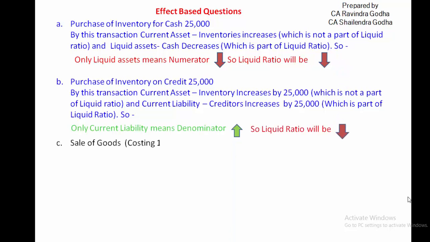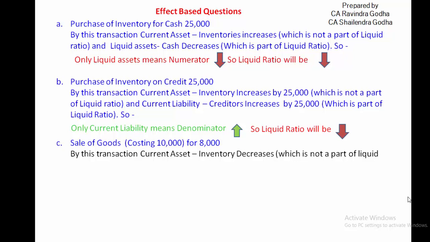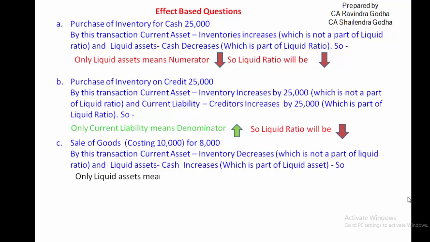Next, sale of goods costing 10,000 for 8,000. By this transaction, current asset, that is inventory, decreases, which is not a part of liquid ratio, and liquid asset cash increases, which is a part of liquid assets. So only liquid asset, meaning the numerator, increases, so liquid ratio will increase.